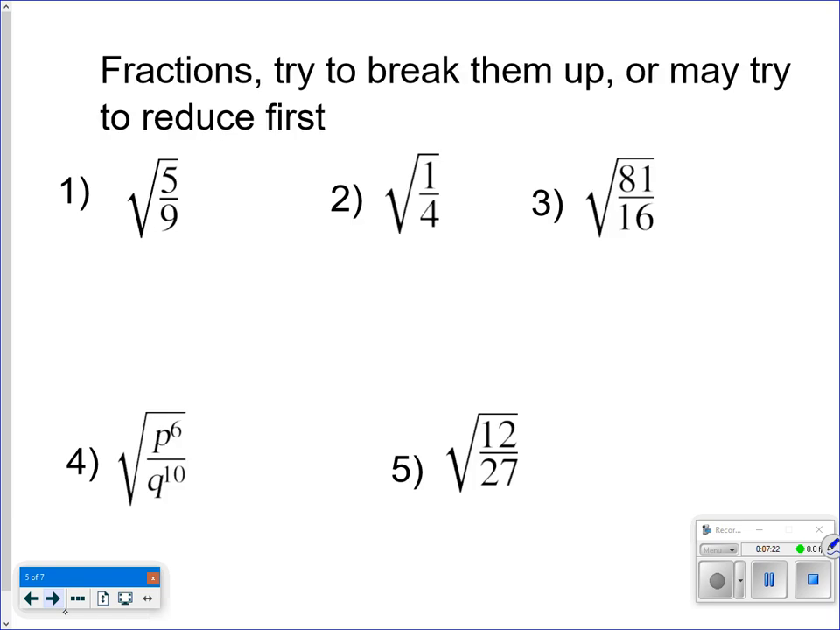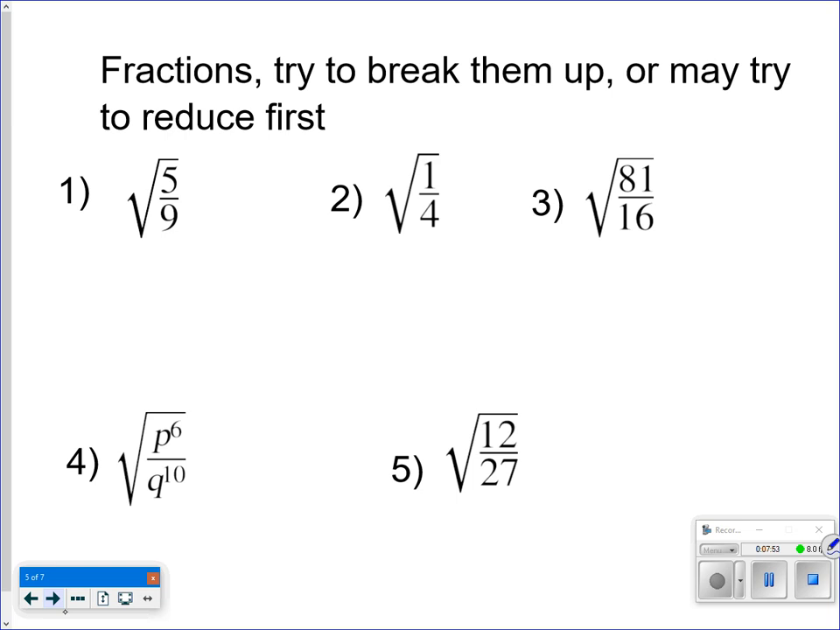Okay, now we're going to look at some that are fractions. It totally depends on what they look like. For some of the fractions, you might be able to write them as 2 little baby radicals. If you can, maybe something will reduce. Some of them, you might want to try to reduce the fraction first. If you can reduce it first, you might get something that is then a perfect square. So it all depends on how it looks when you begin.